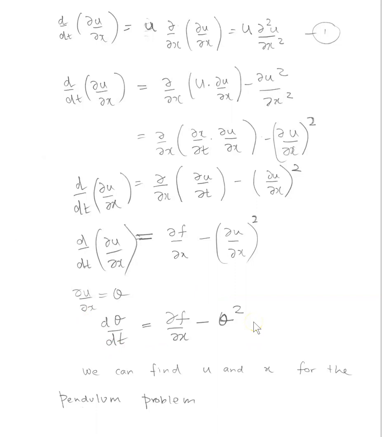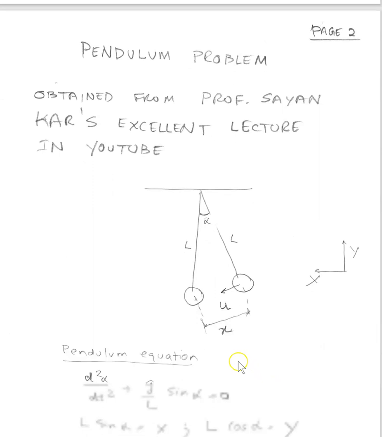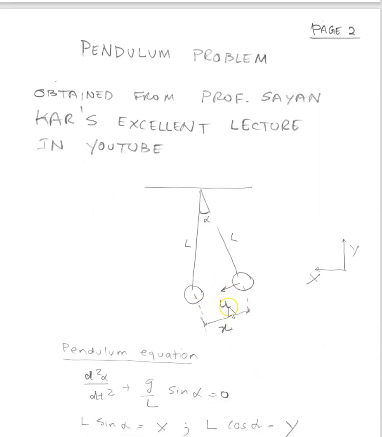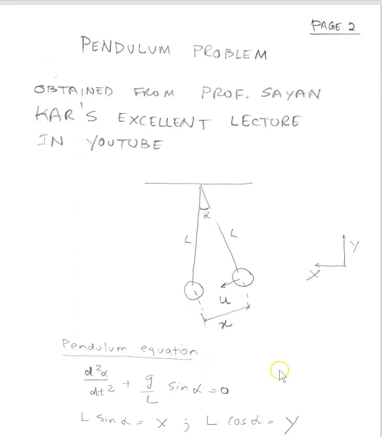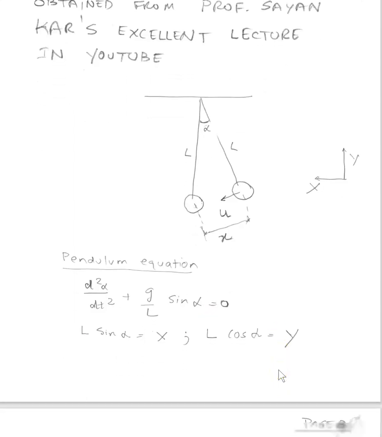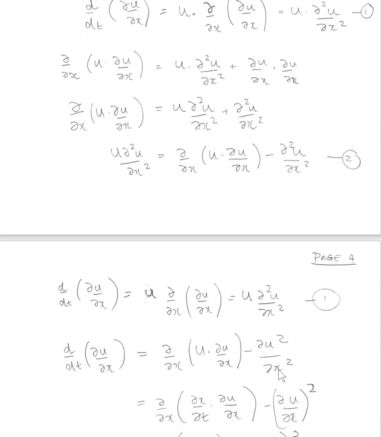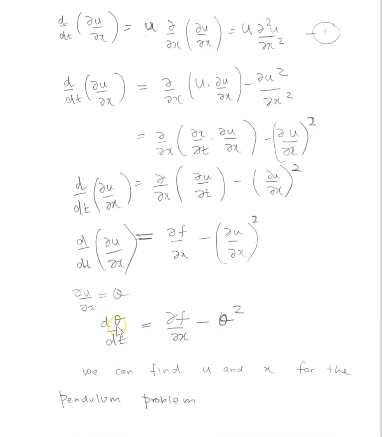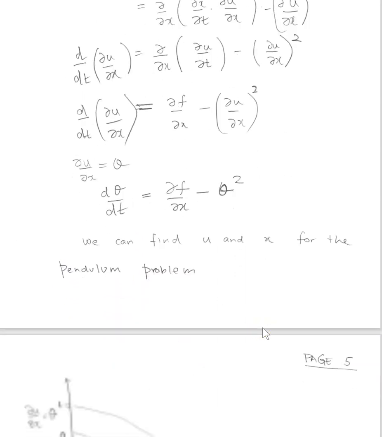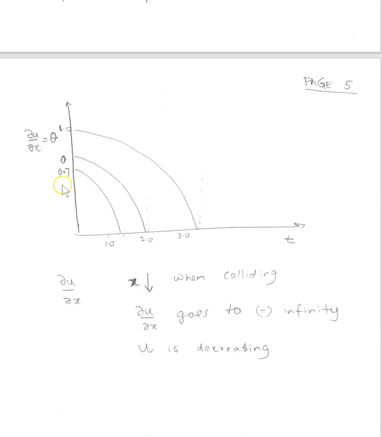This theta is basically called the expansion or contraction. Expansion could be minus. Now remember, we said u and x for the pendulum problem can be found. What is u? u and x. This can be found with this. We have equations here. I didn't do it, but it can be done. So you put u and x in here, and into this equation, partial u partial x, you put the u that we got from there, and then you could simplify, and then you could have theta versus t graphs like that.